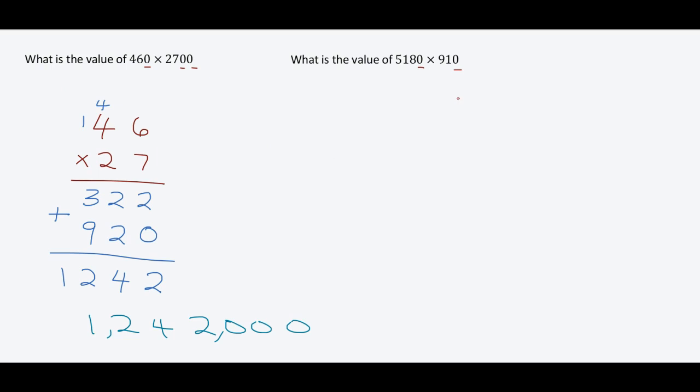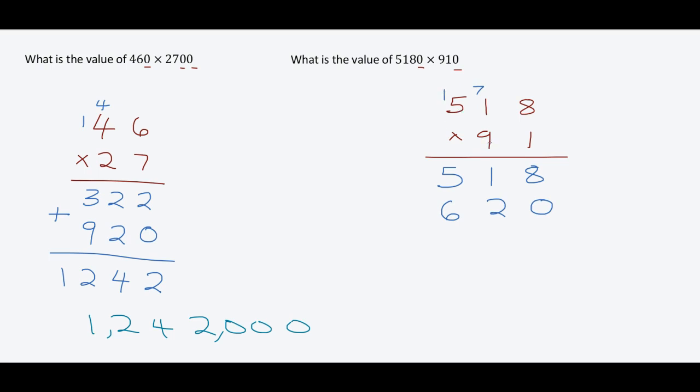So our multiplication is going to be 518 multiplied by 91. 8 multiplied by 1, we get 8. 1 multiplied by 1, we have 1. 5 multiplied by 1, we have 5. Now we're going to multiply by 9. 9 is in the tens position, so we place a 0 in the ones position. 8 multiplied by 9, we have 72, so we're going to write 2 and bring up 7. 1 multiplied by 9, we have 9 plus 7, 16, so we write 6 and bring up 1.